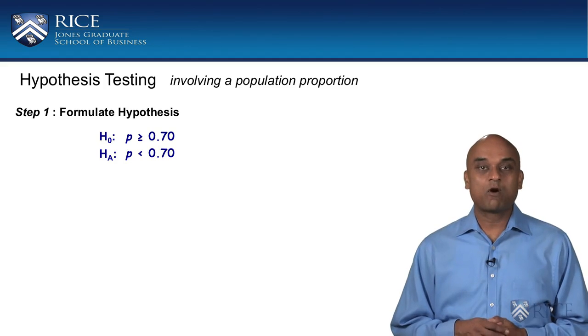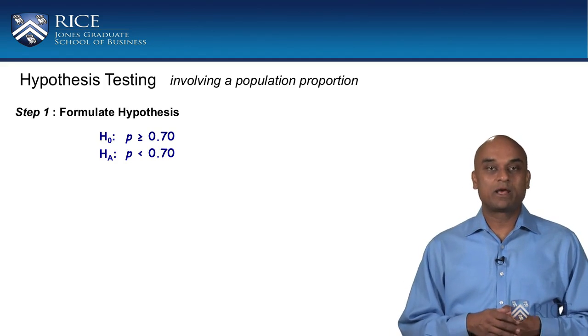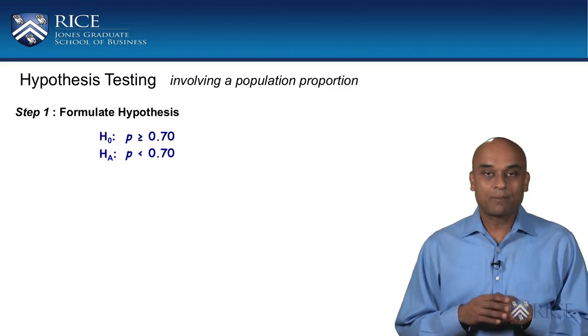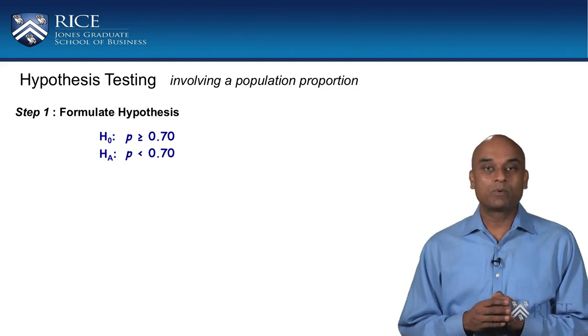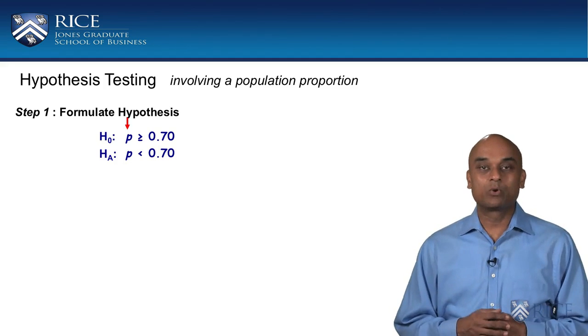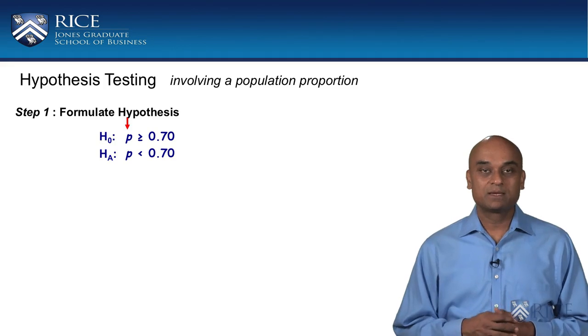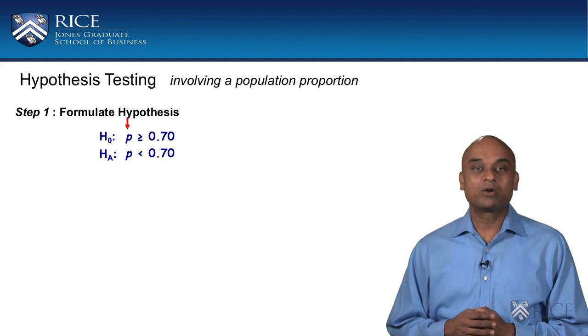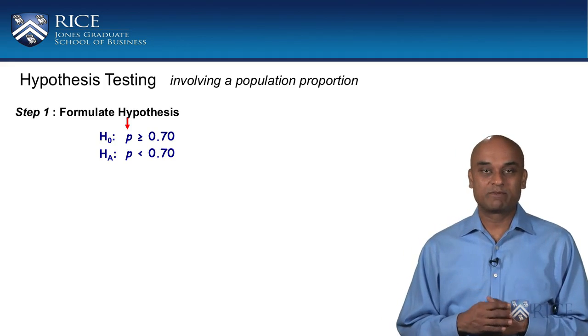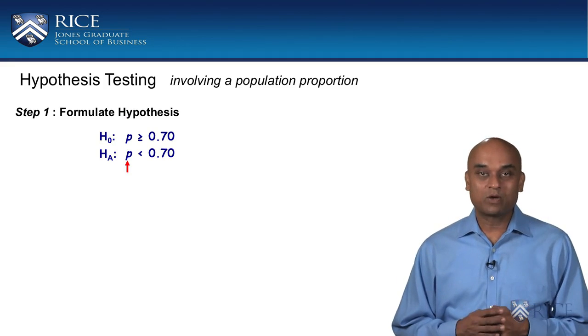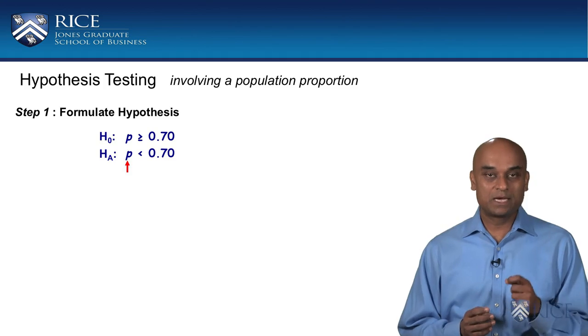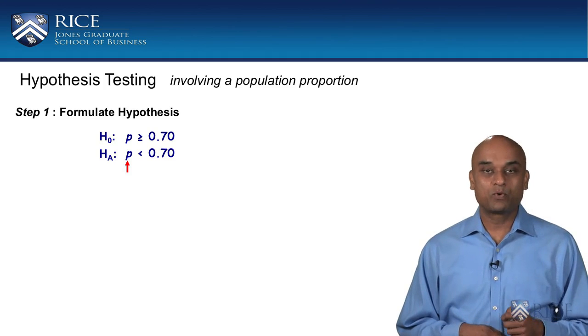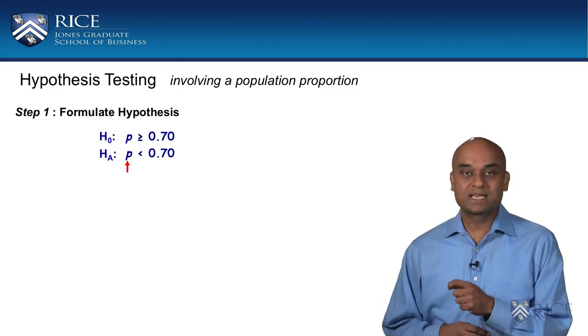Step 1 is to formulate the null and alternate hypothesis. The null hypothesis here is that the population proportion, denoted by lowercase p, is greater than or equal to 0.7 or 70%. The alternate hypothesis then becomes p, the population proportion, is less than 0.7.